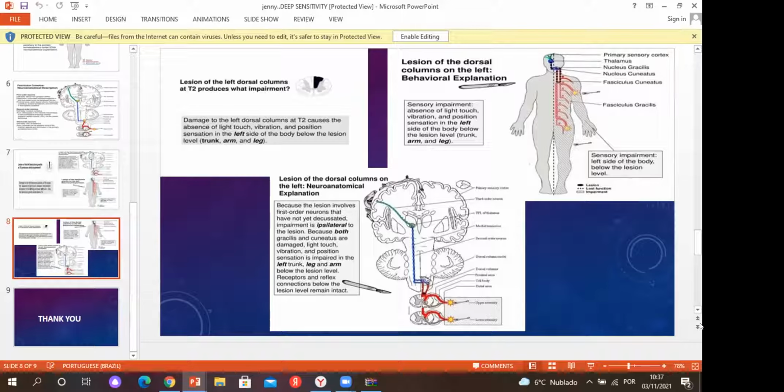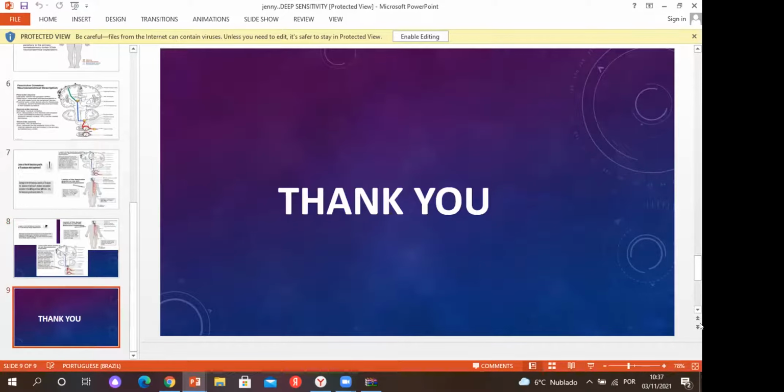So the light touch, the vibration, and the position sensation is impaired in the left trunk, the left leg, and the arm below the lesion level. The receptors and the reflex connections below the lesion level remain intact as well. So those are the two lesions for the deep sensitivity.